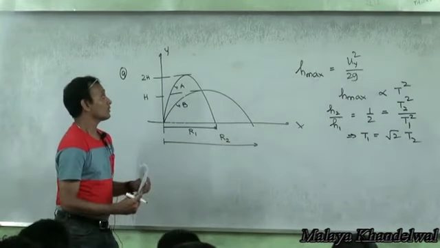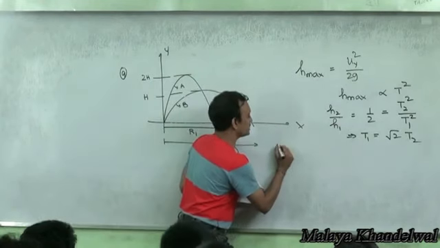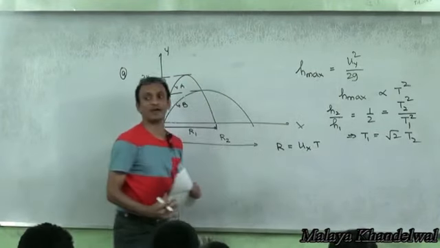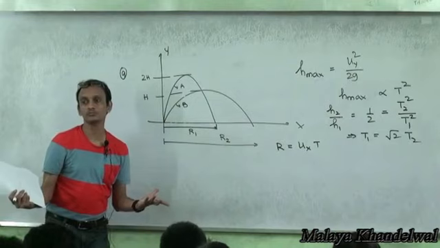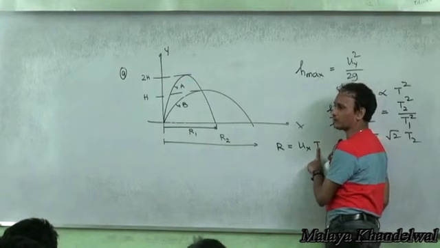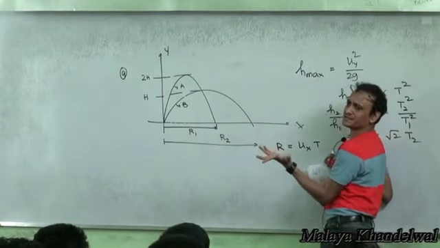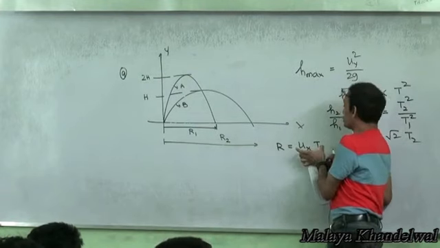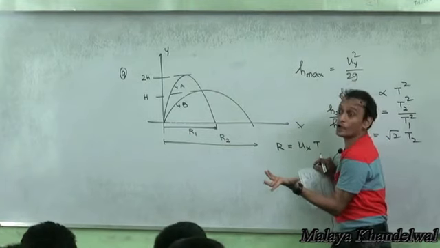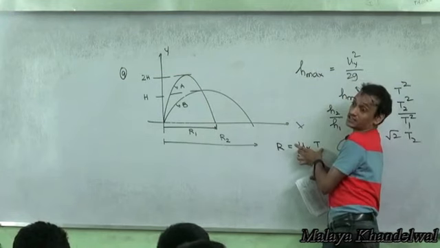Now realize that the range is given by what? The range is given by the horizontal velocity ux into the time of flight t. That's the range. So what if one time of flight is root 2 times the other time of flight? One ux can be 1 by root 2 times the other ux. That means it's possible that despite different t's, ux into t could have been the same. Always maneuver their ux in a manner that ux into t is the same.